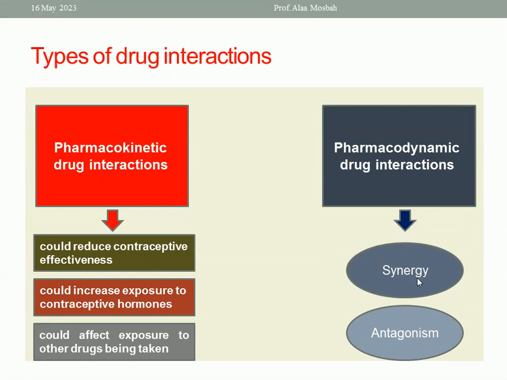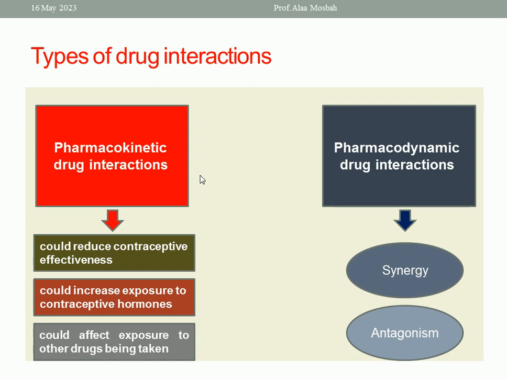Please look at this picture. We have two main groups, pharmacokinetic drug interactions and pharmacodynamic drug interactions. We want to know the difference. As regards pharmacokinetic drug interaction, one drug affects another drug through what? Through affecting absorption, distribution, metabolism, excretion. So simply it affects its bioavailability. This is the pharmacokinetic drug interaction.